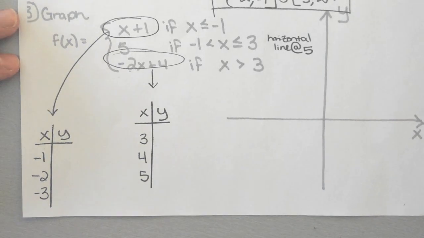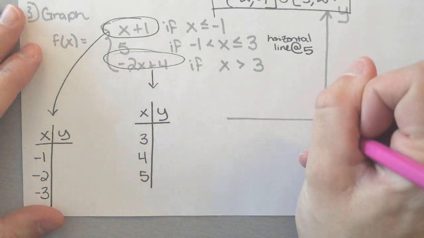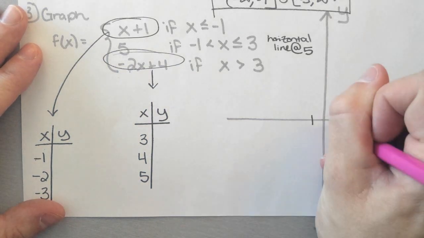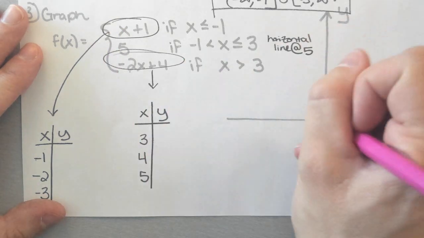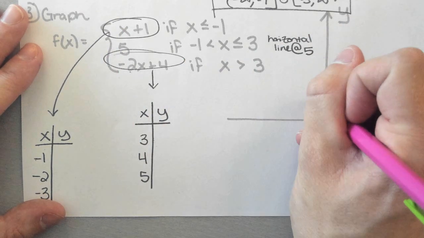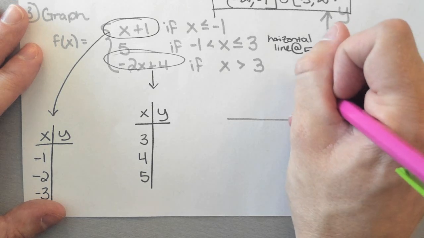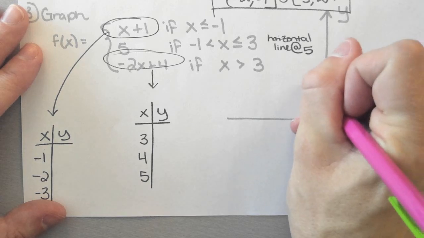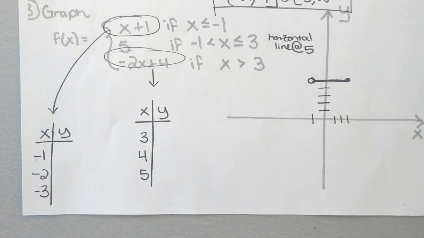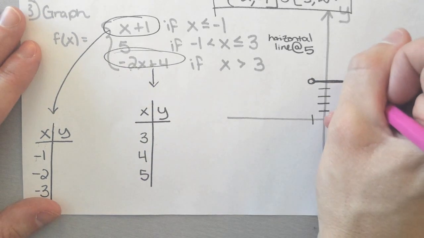Alright, so these are the tables that I started, and then I wrote myself a note for this one that it was a horizontal line at 5. So that one I'm not going to make a table for. I don't typically do that for those problems. So -1 to +3 is where my horizontal line lives. Open circle, 1, 2, 3, 4, 5. Open circle at -1, closed at 3, connected in between. So that's that piece of the graph.